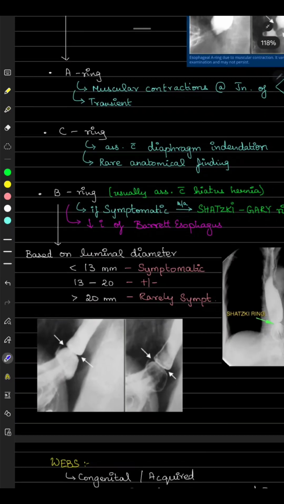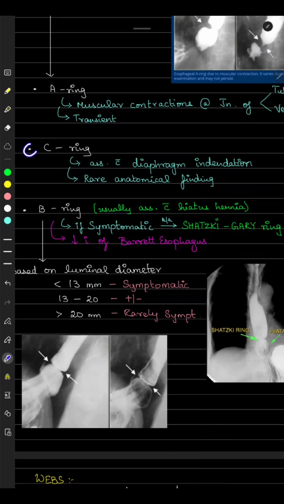Now, next we have something called a C ring. The C ring is a rare anatomical finding. It's basically associated with the diaphragmatic indentation. We have the crura on both sides of the esophagus, so that will produce some ring. That is what is called a C ring.